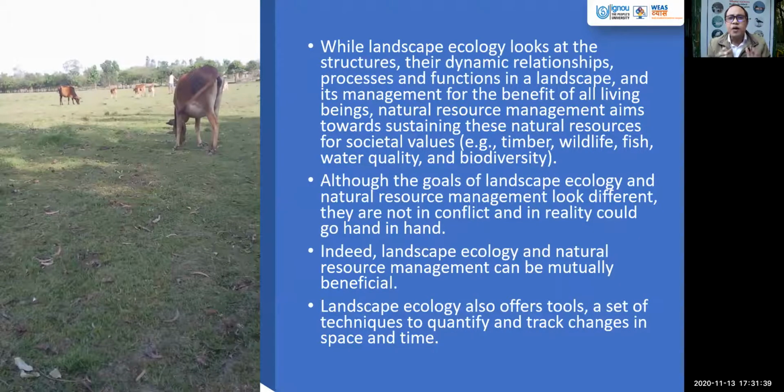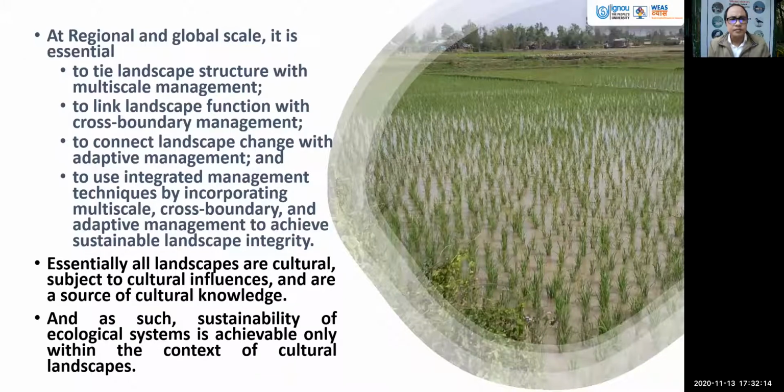So here, the two points we need to understand are why landscape ecology looks at the structure, dynamic relations, process, and function in landscape management for the benefit of human beings. In natural resource management, it is towards sustaining these natural resources for societal values. So if you look into it, they are more or less synonymous, meaning they overlap each other. This is how natural resource management and landscape ecology are mutually beneficial and closely related. So we need to understand this in a very precise way.